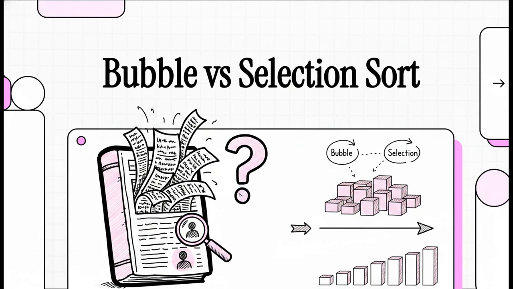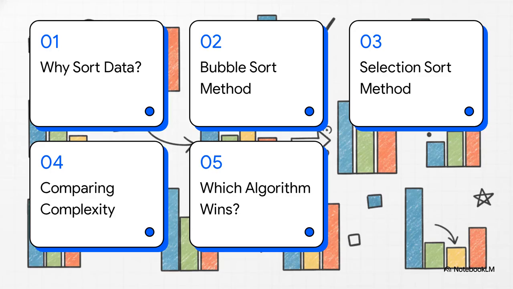So welcome to this explainer. Today we're going to totally demystify two classic algorithms used to solve this exact problem, bubble sort and selection sort. Let's get into it. Here's our roadmap for this explainer. First up, why sort data? Then we'll break down the bubble sort method, followed by the selection sort method. After that, we'll be comparing complexity, and finally, answering the big question, which algorithm wins?